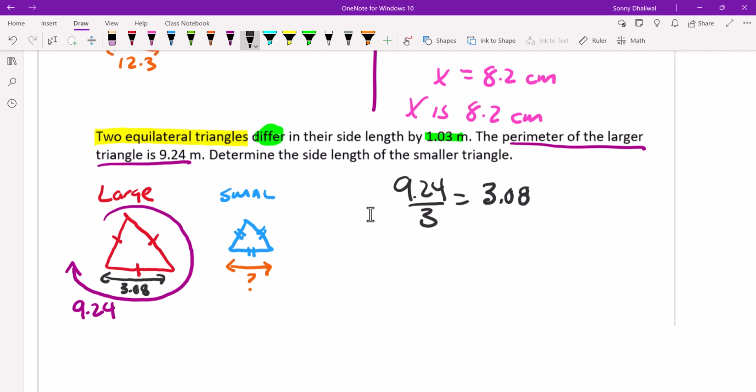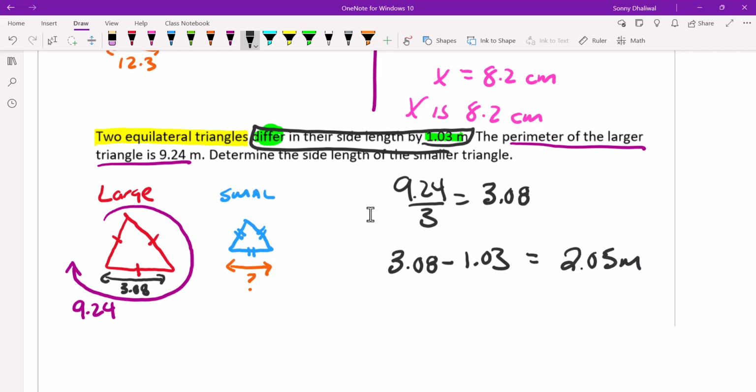Okay. So next, what was your next step there? It was minus 1.03. All right. And why is it minus 1.03? Not add, not multiply, not divide. Because the small triangle's that much smaller. Yeah, differ means smaller. We're subtracting. So we're going to the smaller triangle and we're going to subtract this much size off of it. And you go 3.08 minus 1.03, so that's going to be 2.05. And the unit here is meters.